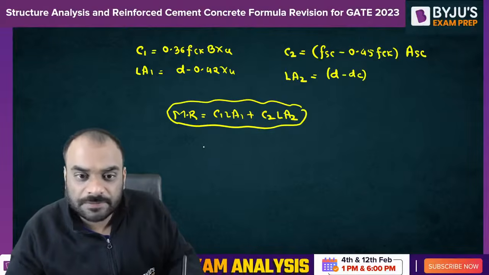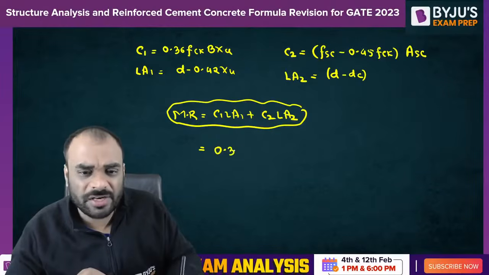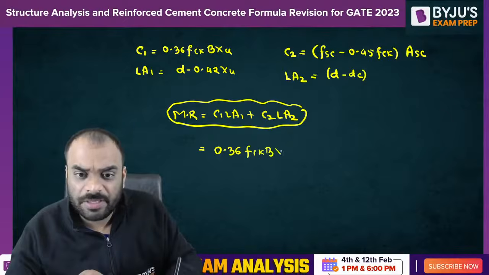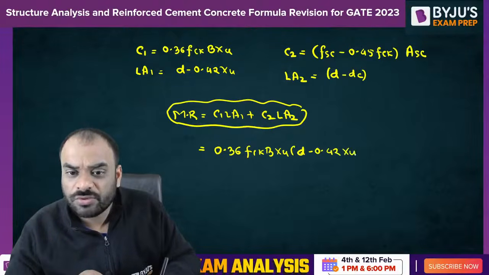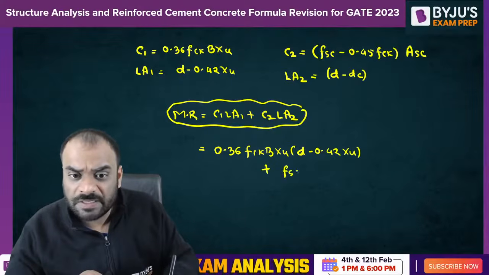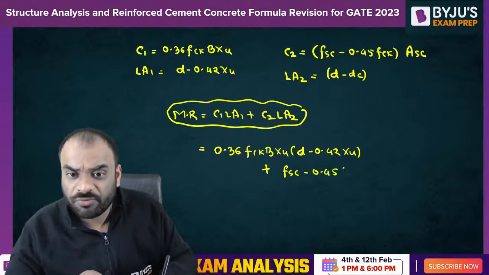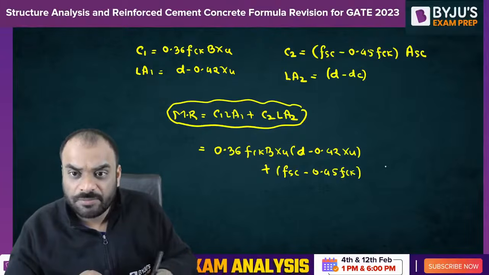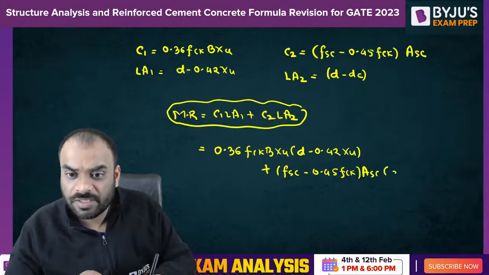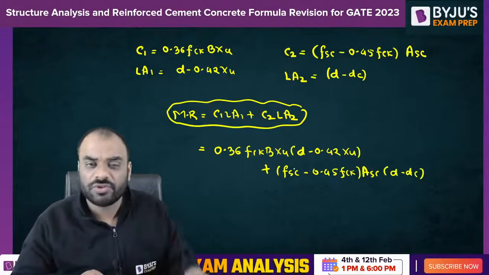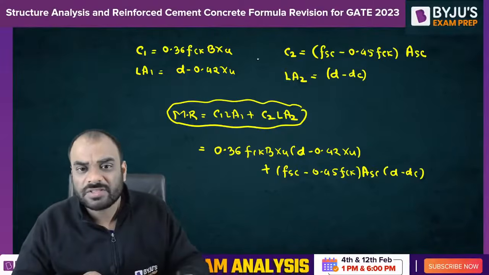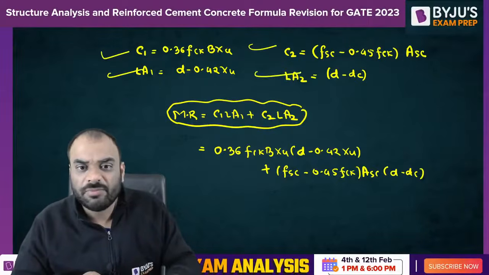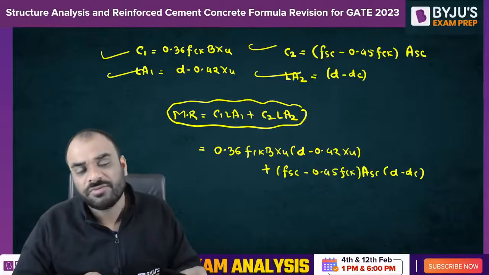Getting a point or not, guys? If you want to write it completely, you can write it down also, like 0.36 fck b into xu bracket d minus 0.42 xu, then plus fsc minus 0.45 fck bracket Asc multiplied by d minus dc. In this way also you can write it down. But guys, my suggestion is please try to remember the formula in this way, so that it will be easier to solve the question and memorize the formula also.